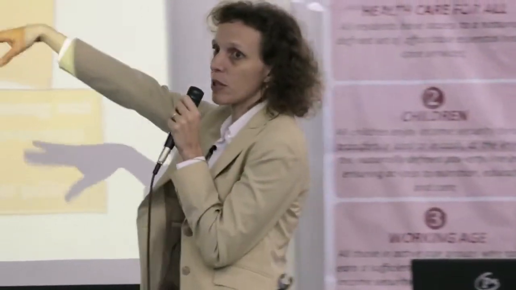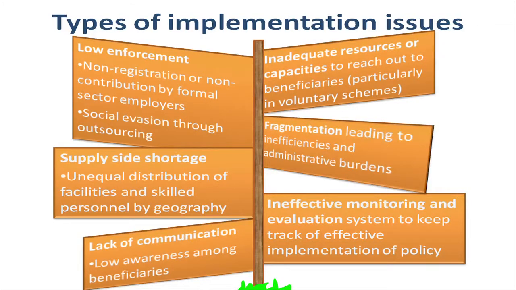So law enforcement, we said it already. This happens very often. Supply side shortages, this is just what I said. You have the social health insurance law, but no health centers, so people don't really have access. There's also a problem related to lack of communication and awareness raising. Sometimes people are covered, but they don't know that they are covered, or they don't know how to register so that they can be entitled to the benefits. This is a problem of communication and information.